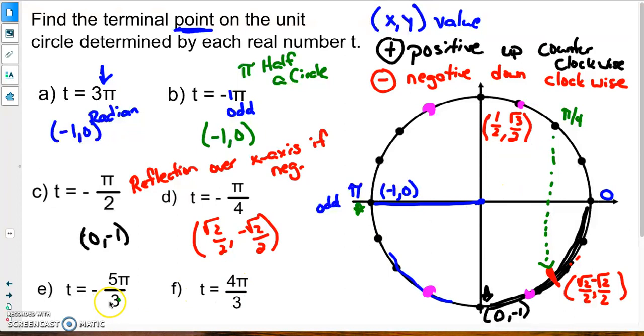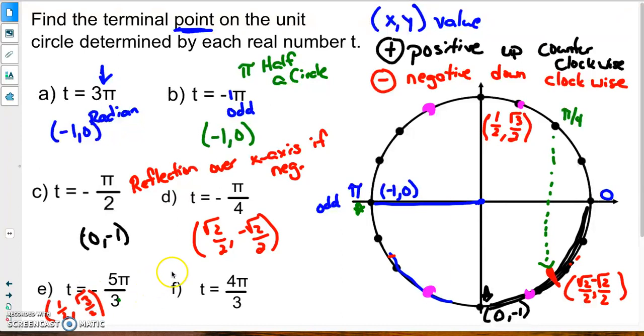There's a terminal point. The reflection way to think about it, go to the positive version of negative 5 pi over 3. That takes me to the bottom pink dot right here, and then reflect over the x-axis. Takes me to the same spot. 1/2, radical 3 over 2.